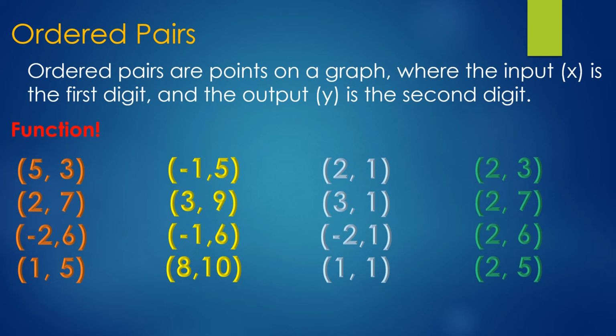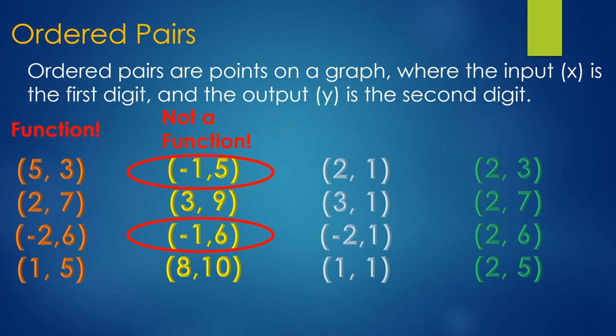If we look at the yellow set of ordered pairs, we have to notice something very important right off the bat. We have two x's that are the same, -1. And since these two numbers are the same, that means the same x is giving us two different y's, 5 and 6. Since one input cannot give us two outputs, this is not a function.